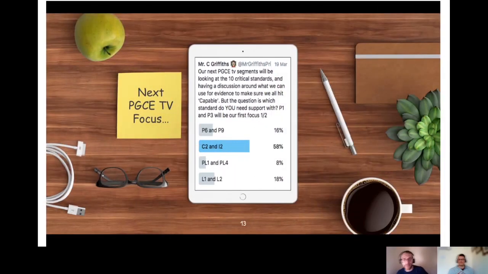Now, that is it for today's focus of P1 and P3. A couple of weeks ago, almost a month ago now, look at the date there. Wow, I can't believe it was that long ago. We ran a Twitter poll to find out which professional standards or critical standards you want support with more than others. As you can see from the Twitter poll, C2 and I2, so collaboration and innovation, are going to be the topic of our next PGC segment. So keep your eyes peeled for that.